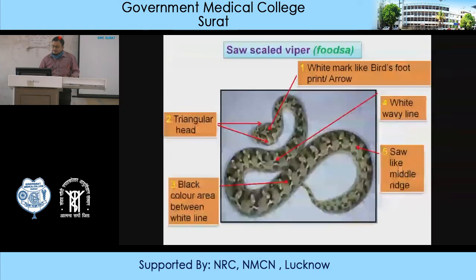This is Russell's viper. Now the saw-scale viper, also known as Hursa. It also has a triangular head, but instead of a V, there is a bird's footprint or arrow-like white mark over the head. In Russell's viper there is a V mark pointed forward, while in the saw-scale viper there is a bird's footprint over the head. Now, there is a white wavy line on both sides of the flank of the snake, and between these two white wavy lines there is a black diamond-shaped area. The body scales of the middle part are like a saw, so that itself gives the name saw-scale viper.